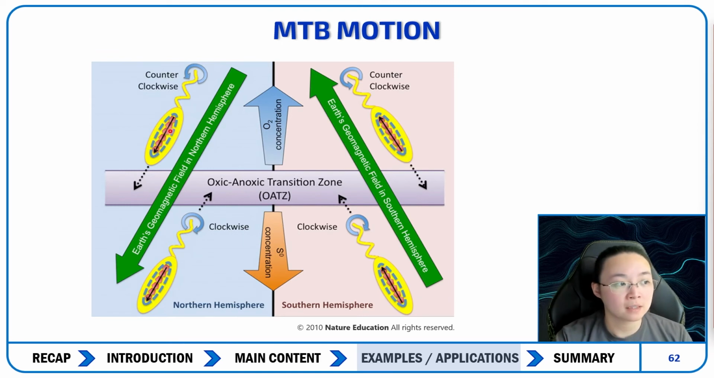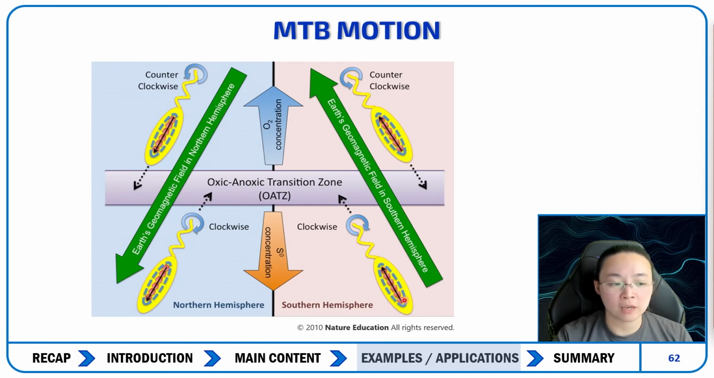It means that if we take a look at the MTB above, then the flagellar motion is going to go counterclockwise, let's say, to move the bacteria forwards towards the oxic and anoxic transition zone. And that means below, because the magnetic dipole is pointing away from the OATZ, the flagellar motion is going to turn clockwise so that the bacteria moves backwards towards the OATZ. Similarly, we take a look at the southern hemisphere.